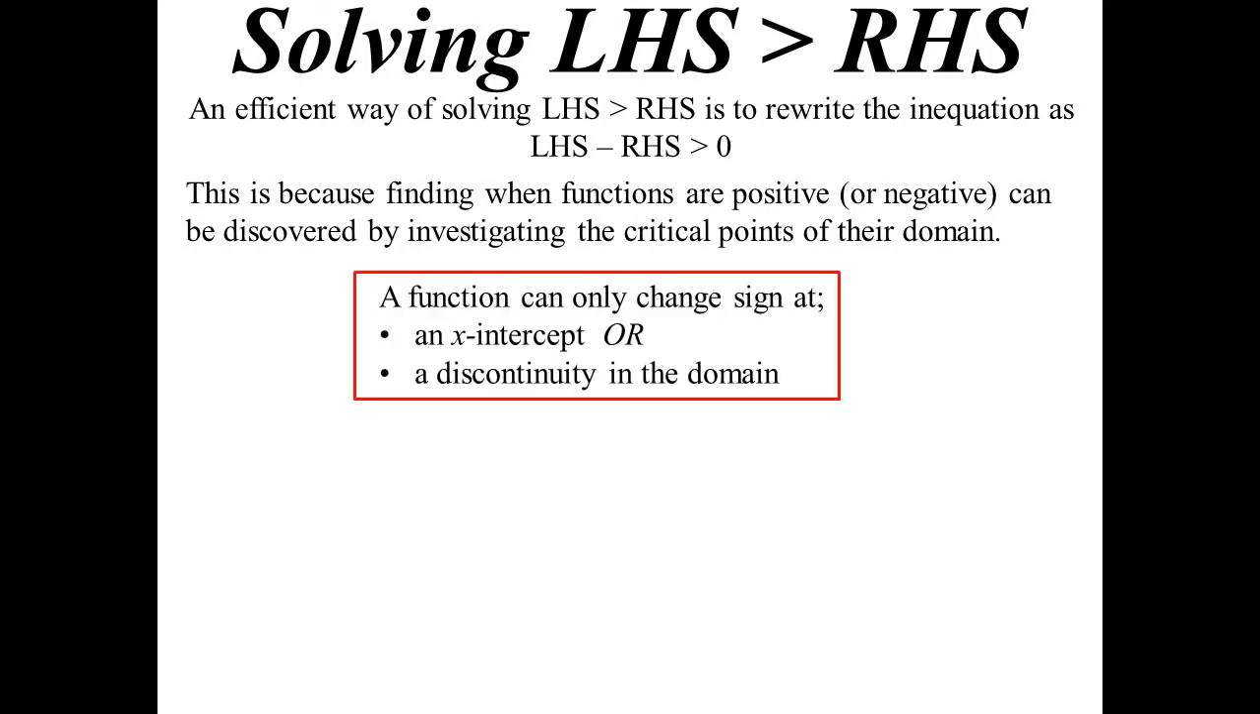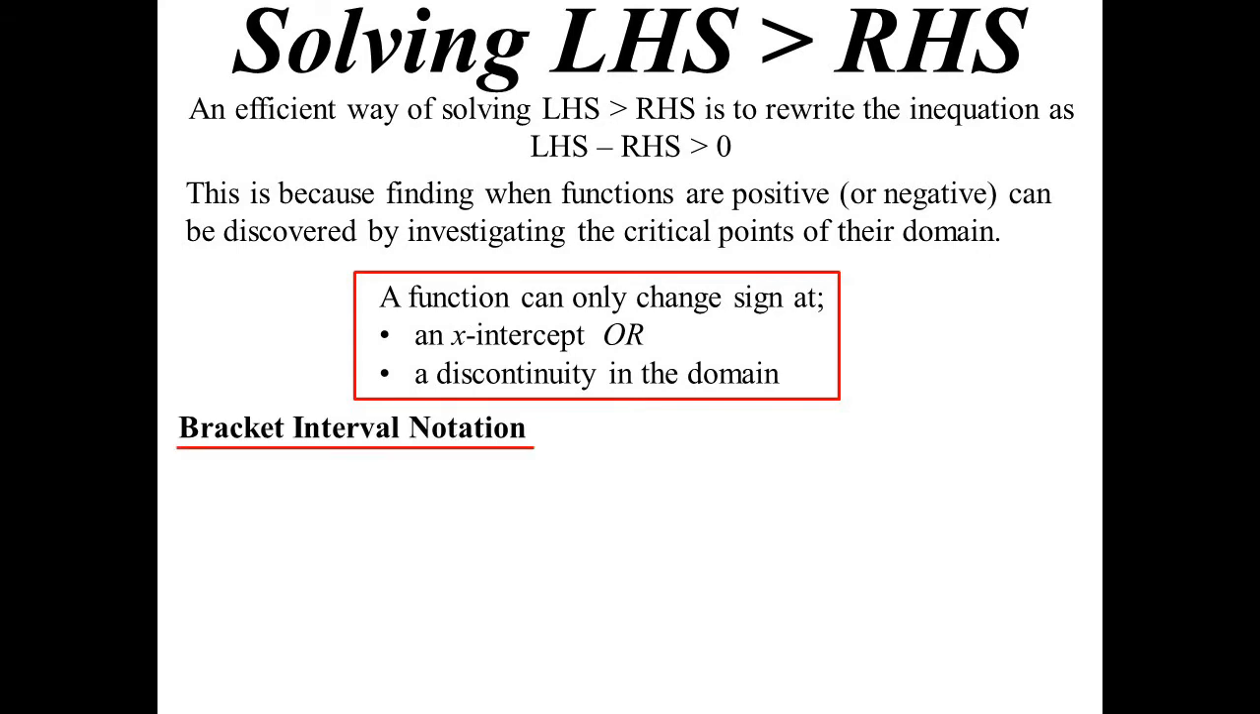And the key thing about when functions change sign, it'll only change sign at an x-intercept. So if we're looking at the graph, at an x-intercept, it could change from positive to negative. But the other place it could do it is if there's a discontinuity in the domain. So like the hyperbola. Okay, at x equals 0 we have a discontinuity. On one side it's positive, on one side it's negative. So the actual graph can change sign. But they're the only situations where it will change sign.